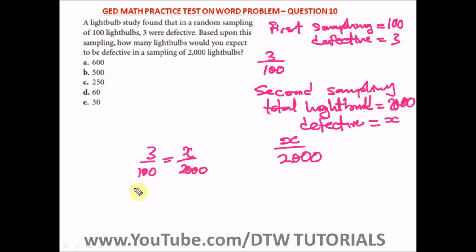We have here 3 times this will give us what? 6000 equal to 100 times x will give us what? 100x. All we need to do to get x is divide both sides by 100. All right, the 100 will cancel out, and the 20 will cancel out this 20 here, so we're left with what? X is equal to what? 60. So definitely the defective light bulbs in this sampling of 2000 bulbs will be 60, and our right option here is option D.